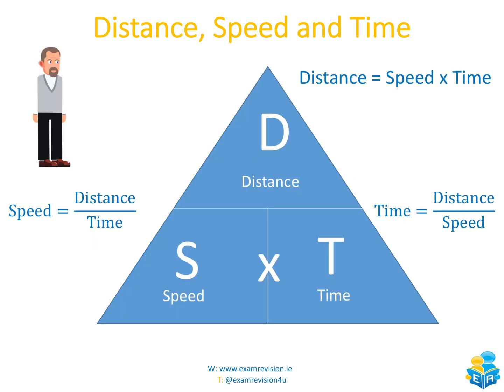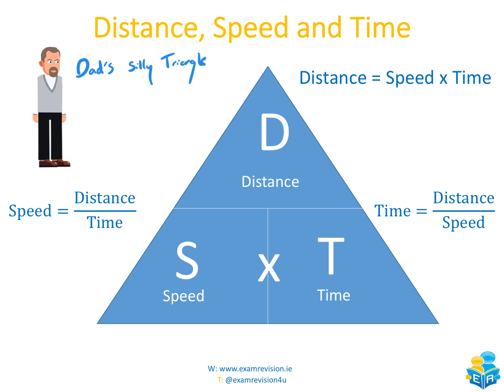So very similar to the triangle we saw a couple of minutes ago for mass, density and volume, we have a triangle that we can use to calculate distance, speed and time. And how we remember this, the reason we have an old man up here, is Dad's silly triangle. Okay, so Dad's silly triangle, DST for distance, speed and time.